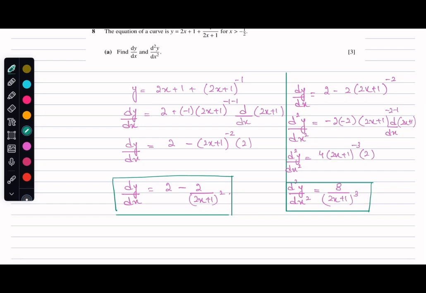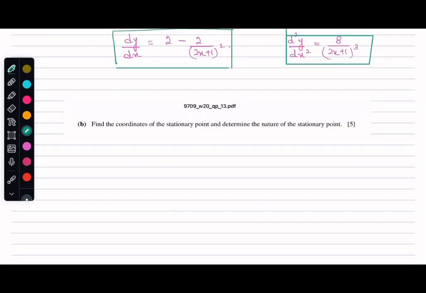Second part of the question says, find the coordinates of the stationary point and determine the nature of the stationary point. So to get the stationary point, what we know is that the first derivative shall be equal to 0. And for the nature of the stationary point, I will be taking help of the second derivative, which we have already found in part A.